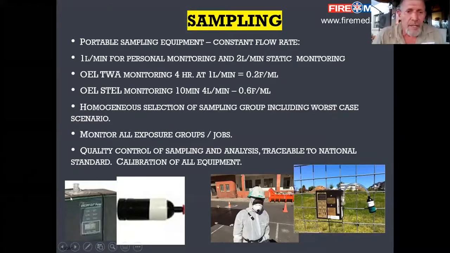All right, and of course, quality control of sampling and analysis, okay, needs to be traceable and conform to the national standard. Calibration of all equipment is a requirement.